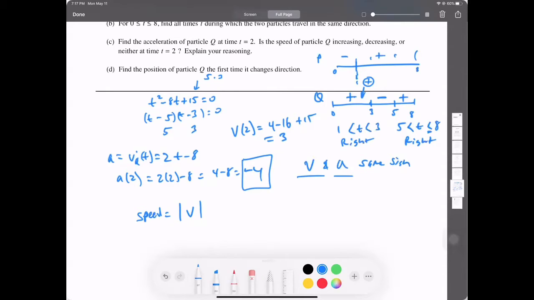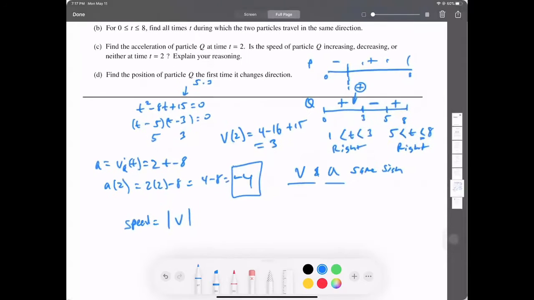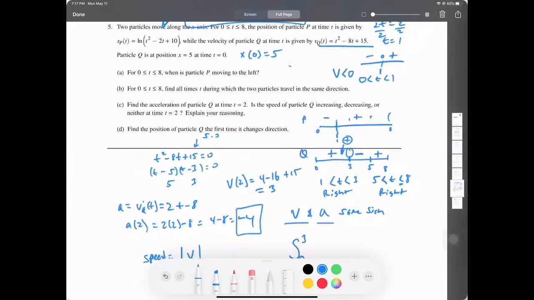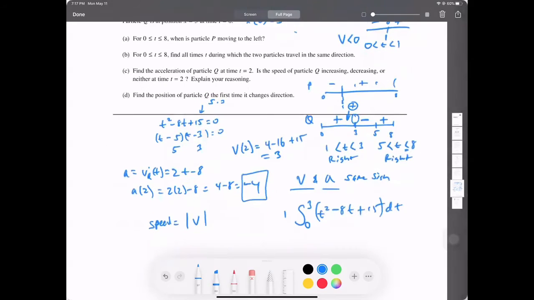And then D, find the position of Q the first time it changes direction. Okay. So the first time it changes direction, we said the first 0 was at 3. So that's when it first changed direction. So we're going to figure out the integral from 0 to 3, that's how much change happened, of the equation t squared minus 8t plus 15 dt. And then we're going to add our initial Q.